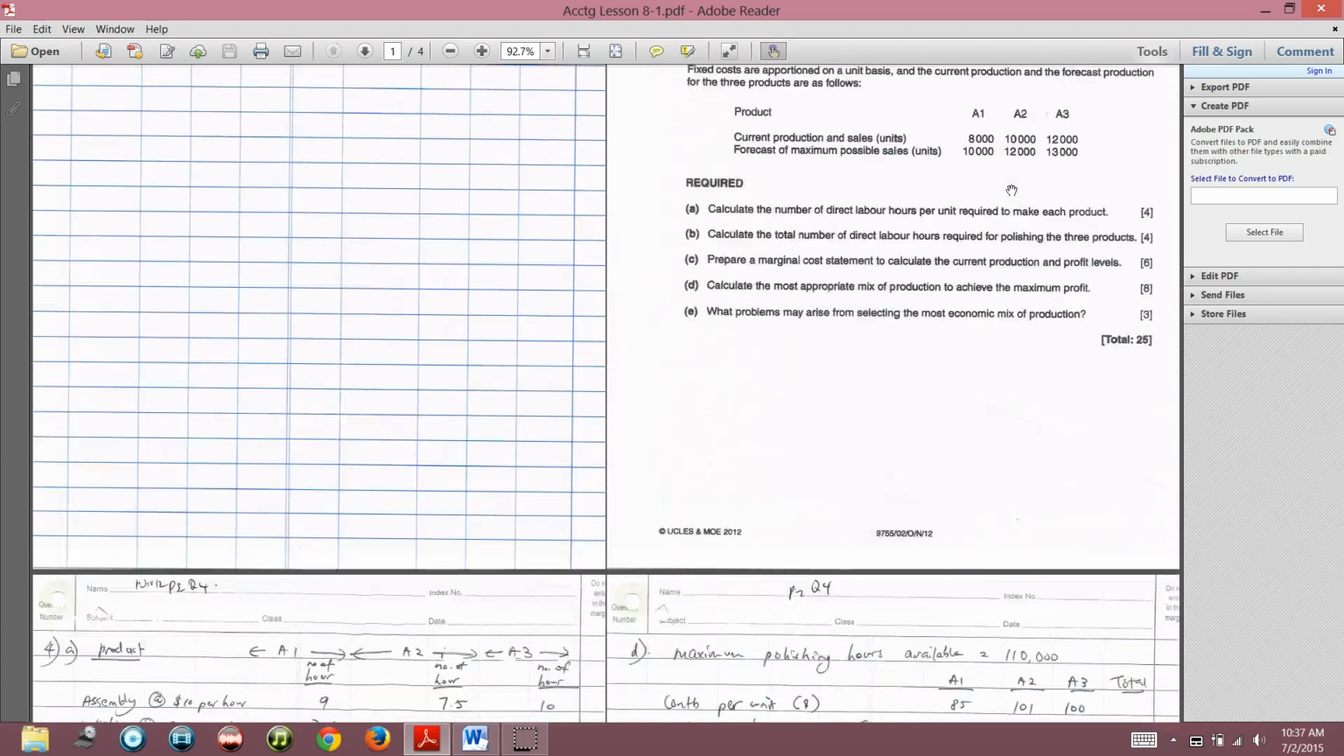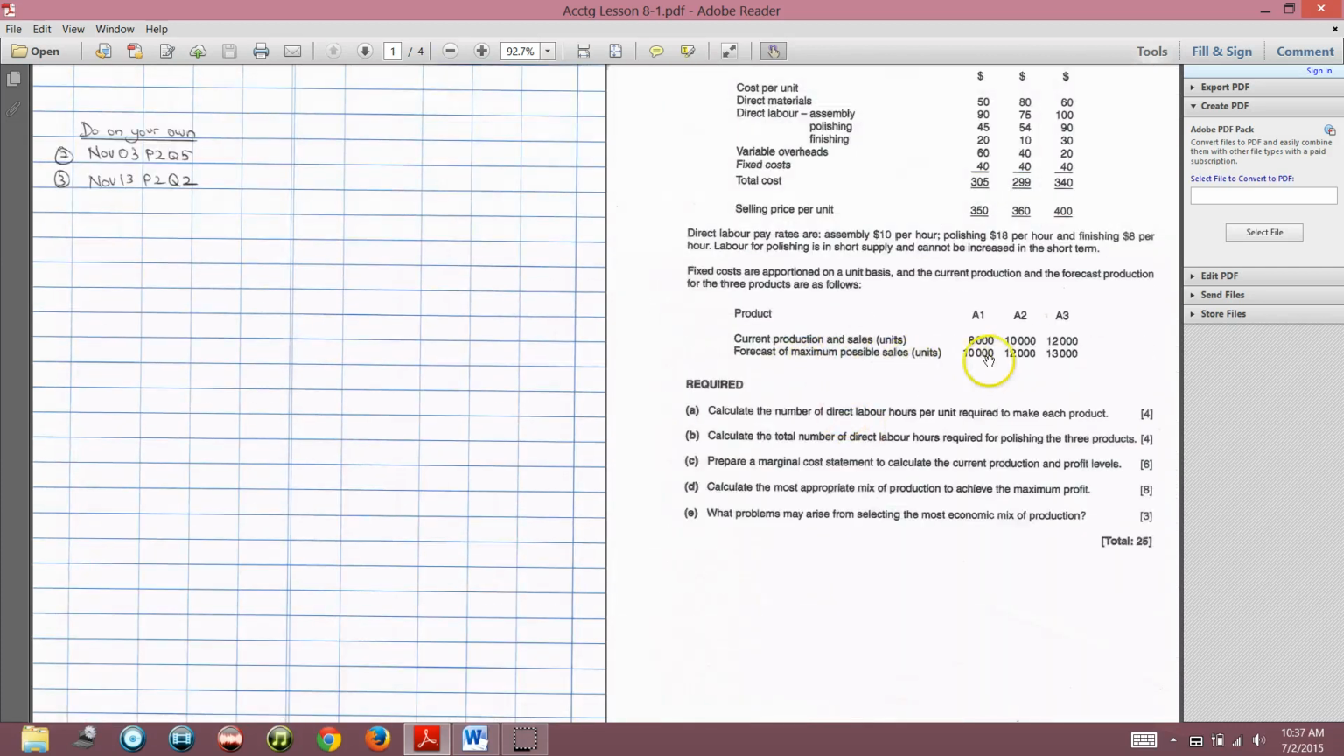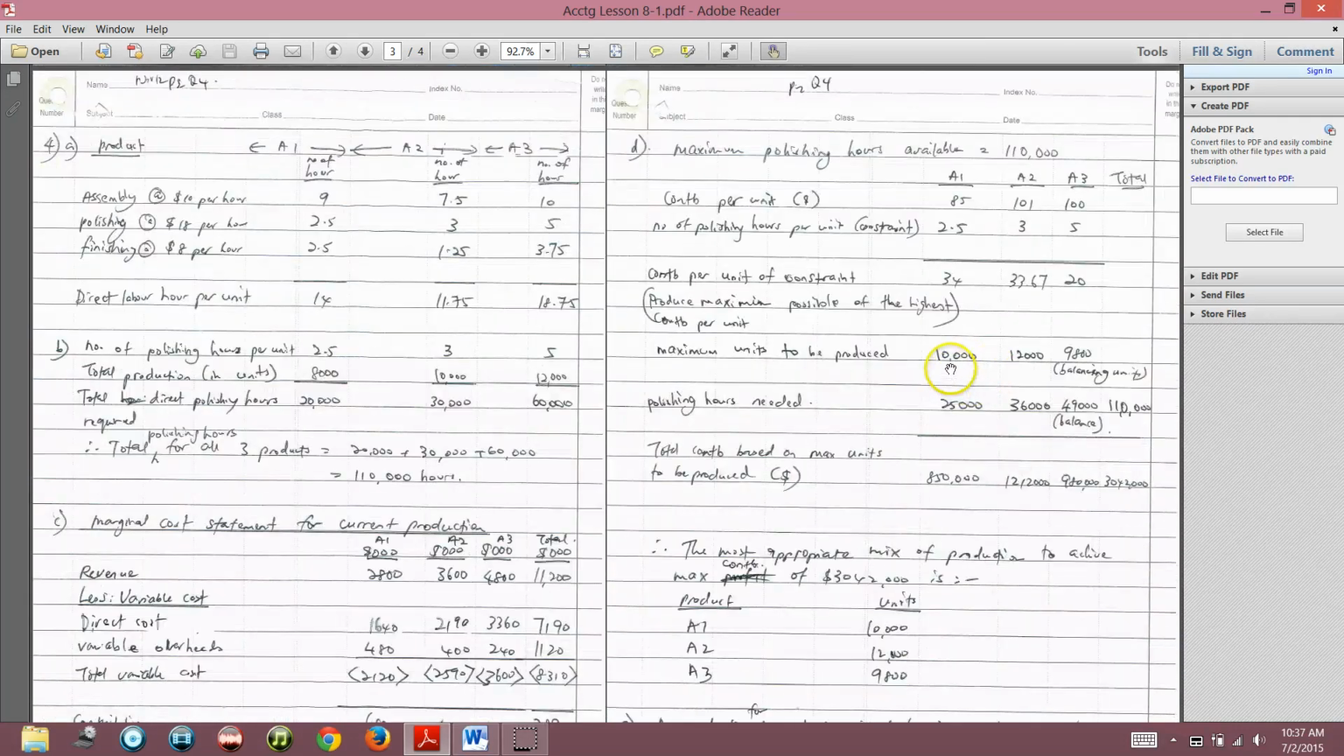Now look at the question: forecast maximum possible sales. The maximum of A1 we should produce is only 10,000, because if you produce more, you cannot sell. So we will produce up to the maximum possible sales for A1, 10,000. Next, for A2 we will also produce up to the maximum possible sales, which is 12,000. How are we going to get this figure for A3? We don't know yet, so we leave it blank first and put here a balancing figure. That means the balance we will produce to A3.